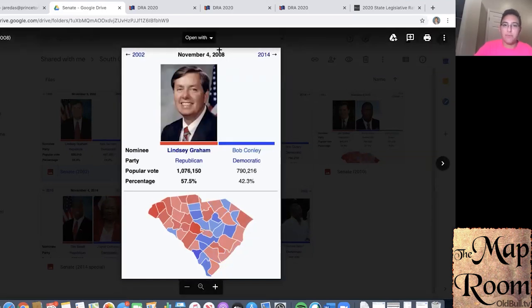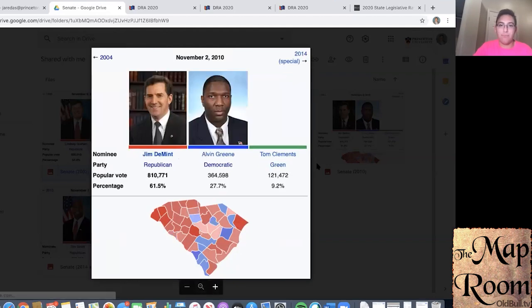2008 was a good year for Barack Obama, but as I showed you before, not as much in South Carolina. Lindsey Graham won comfortably, a 15-point margin. Not much to say here. You can still see some of the regional distinctions here, with the North and the coastal regions, the low country, as they say, voting Republican, while the more middle areas, African-American majority, are voting Democratic.